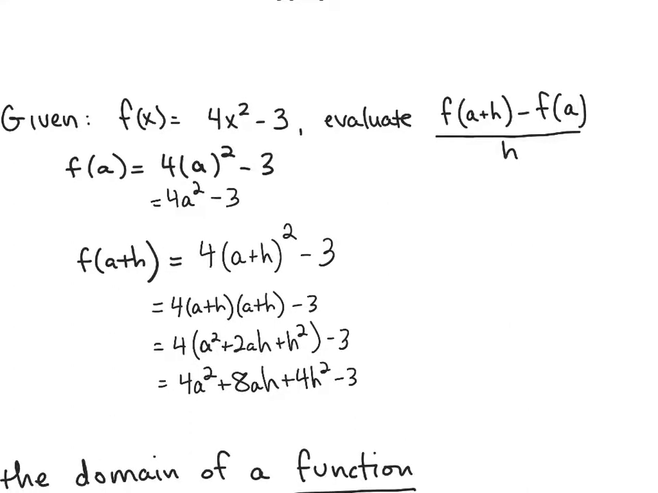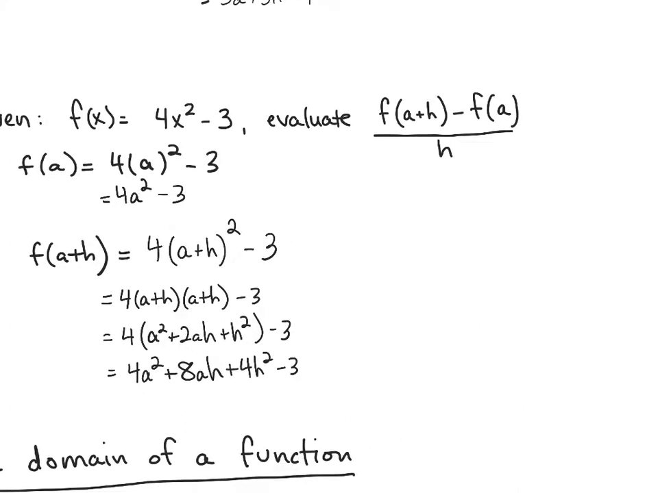Okay, now that we have those 2 pieces done, we can substitute them into the difference quotient formula. Again, in the top left, rather than f of a plus h, we can substitute this expression now because they're equivalent. So the top left is going to be 4a squared plus 8ah plus 4h squared minus 3. Now we need to subtract f of a. So subtracting f of a means we're subtracting that expression.